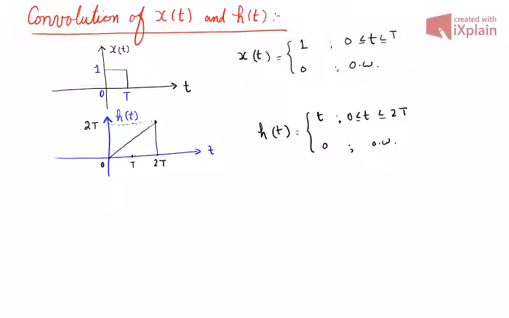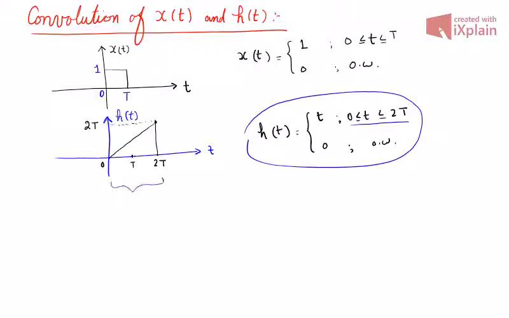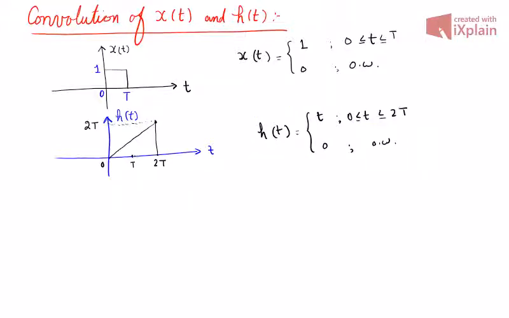Similarly, the h of t is given in this figure, and it's time limited to 2 capital T, and it's mathematically described here. H of t is actually equal to t for 0 to 2T, so you can see it from the figure also. From 0 to 2T it is equal to t, and it is 0 otherwise. So let's try to convolve this, and we follow the convolution steps. As a first step, we will see the convolution graphically as well as mathematically.